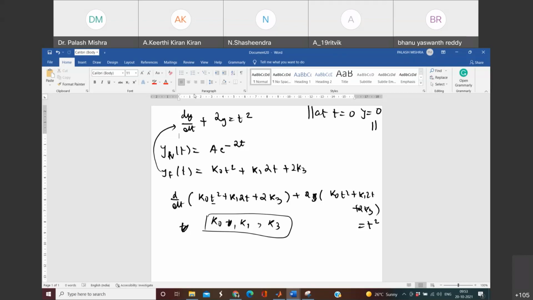K naught equals 1 by 2. Okay, then K1 equals minus 1 by 4. K2 equals 1 by 4. K2 means K3. Okay, 1 by 4. Is it correct? I'm assuming that these are the values. I don't know the answer, but I'm assuming that you are correct.